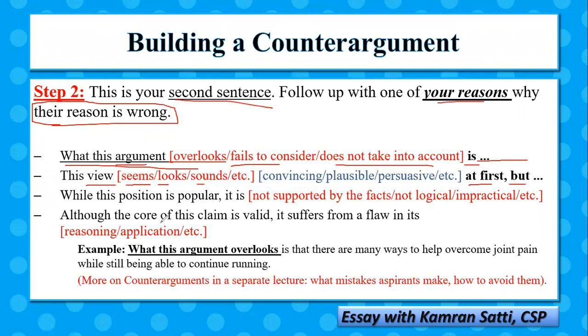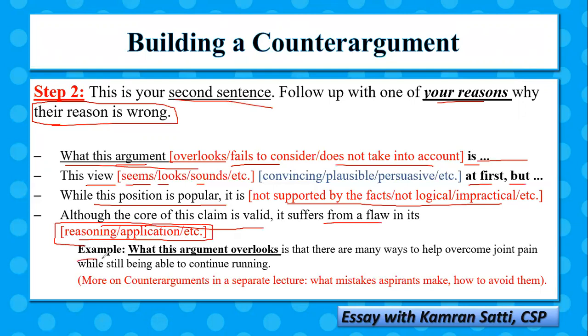Or you could also phrase it or structure it by stating something like, while this position is popular, it is not supported by the facts, it is not logical, it is impractical. Or you could also start by saying, although the core of this claim is valid, it suffers from a flaw in its reasoning. So in the fourth instance, you are basically questioning the reasoning of the counter argument or its application. So there are various ways in which you can counter or nullify a differing opinion, or the opinion which is opposed to your thesis statement.